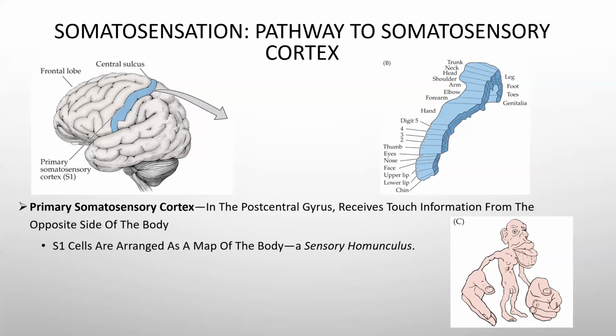And then S1 cells are arranged as a map of the body, which is a sensory homunculus. And you see the homunculus in C there. This is just representing that there's a lot of cortical area devoted to the hands, a lot of cortical area devoted to the face in comparison to other areas of the body.